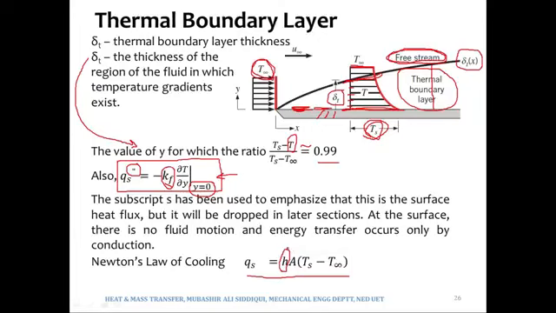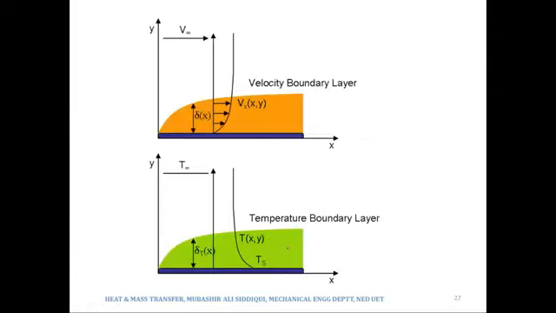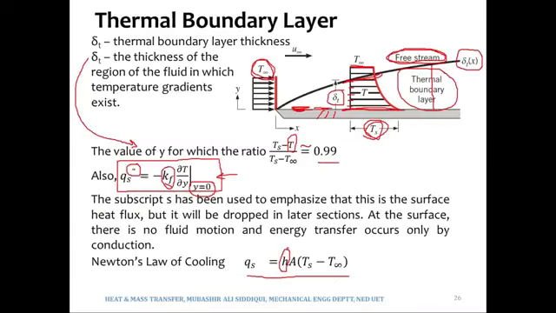Kindly note that thermal conductivity was a material's property, but h is not a material's property. The convective heat transfer coefficient is not a material's property. Why is it so? It is so because this convection heat transfer depends upon so many parameters. Let me give you a very simple example.